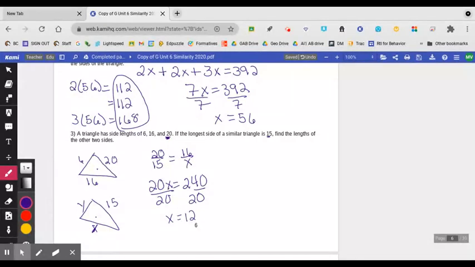I want you to pause and find Y. Okay, so to find Y, I'm going to do 20 over 15 again, but this time I'm going to do 6 over Y. So that gives me 20Y equals 90, because 15 times 6. Divide both sides by 20. And Y equals 4.5.